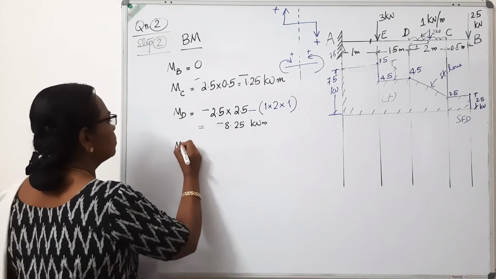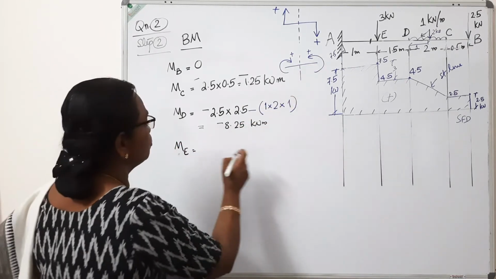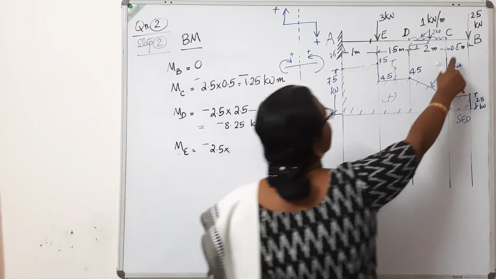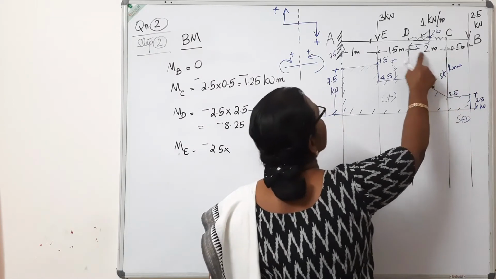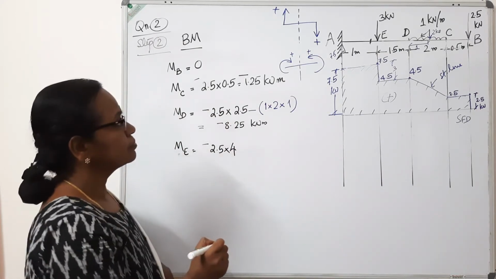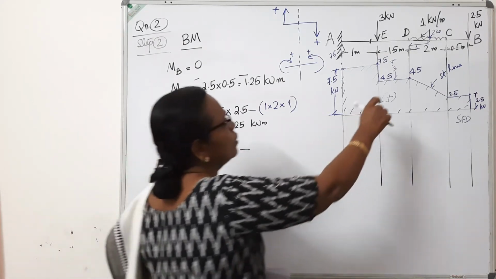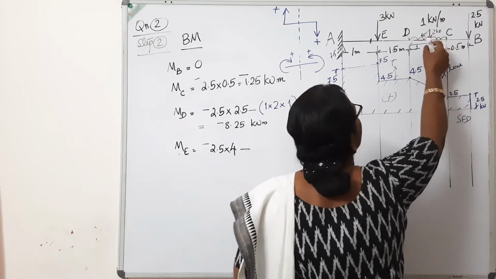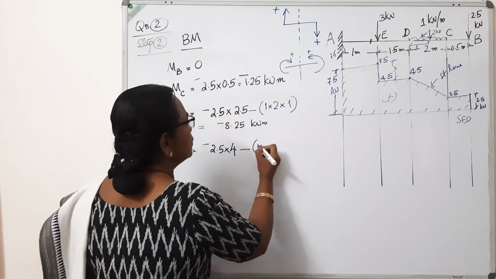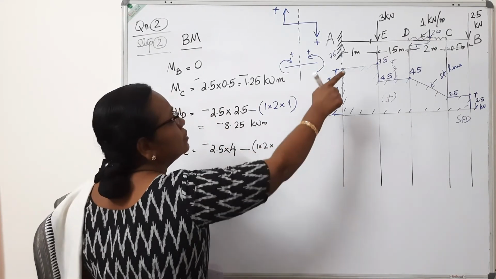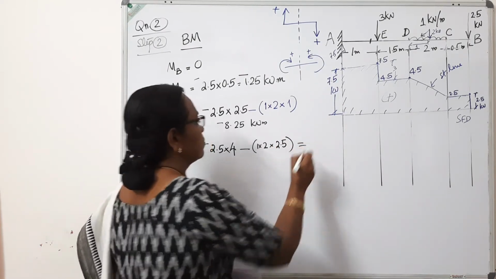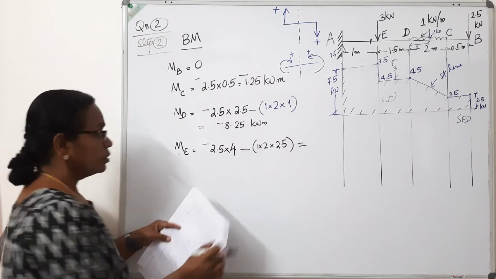Coming to point E, the first load 2.5 is acting at a distance 0.5 plus 2, 2.5 plus 1.5, 4 meter. So minus 2.5 into 4. Now the second load. The second load is 1 into 2, 2 kilonewton, acting at 1 plus 1.5, that is 2.5. It works out to 15.